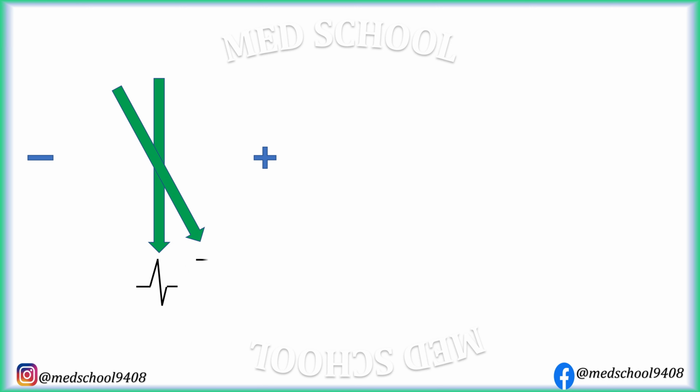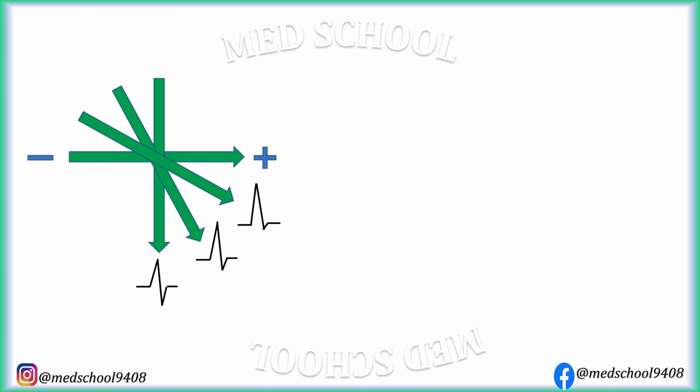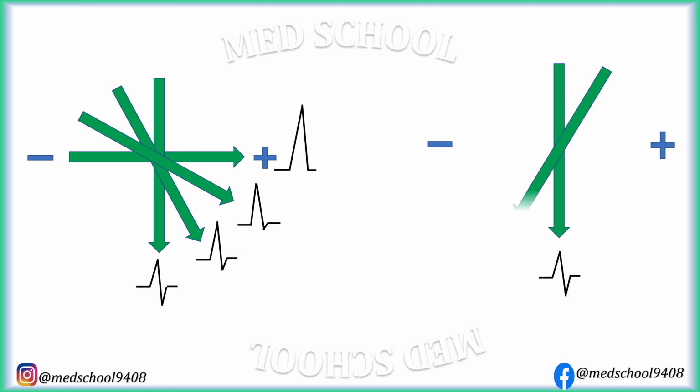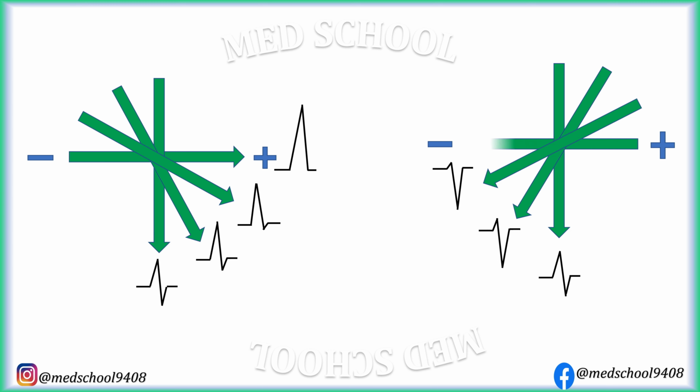It will form an equiphasic deflection. If direction of vector is moved gradually toward positive pole, negative deflection will go on decreasing and ultimately a complete positive deflection is formed. Similarly, if perpendicular vector is moved gradually toward negative pole, a positive deflection will go on decreasing and ultimately a complete negative deflection will be formed. I hope with this you have understood how direction of vector in relation to lead axis will decide pattern of ECG wave in the given lead.